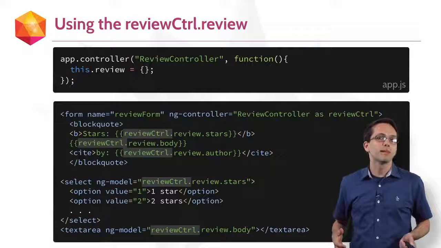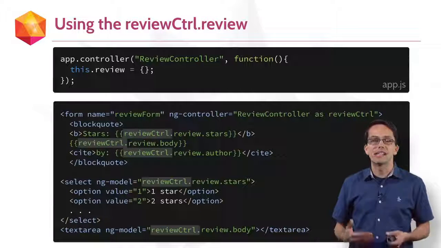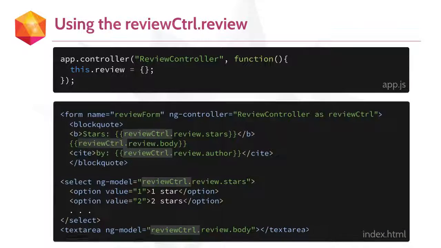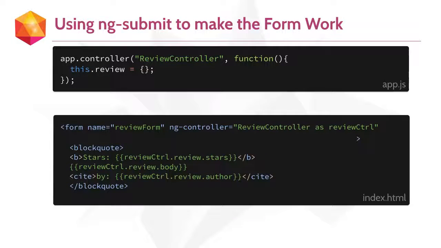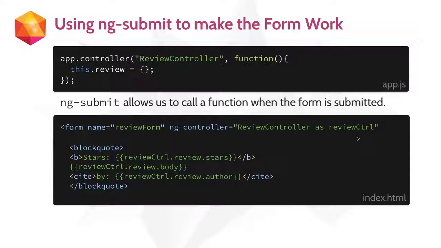Perfect. Now let's make our form actually submit and do something. We need a new directive for that. In this case, ng-submit. ng-submit allows us to call a function when the form is submitted. So we'll simply specify ng-submit reviewController.addReview, and we're going to send in the current product that we're iterating through, from our store controller.